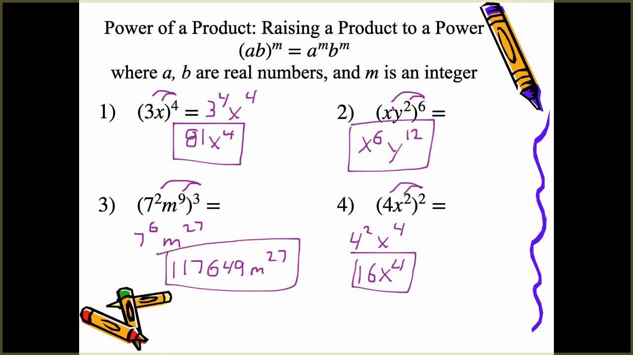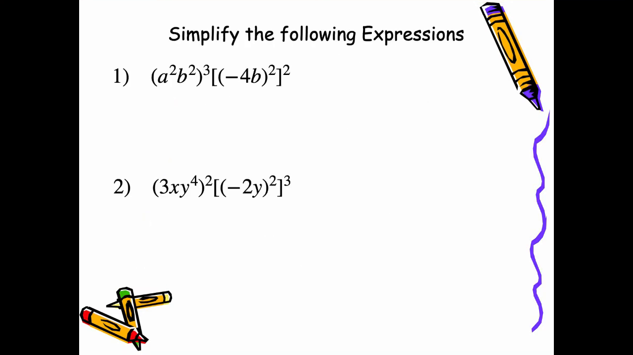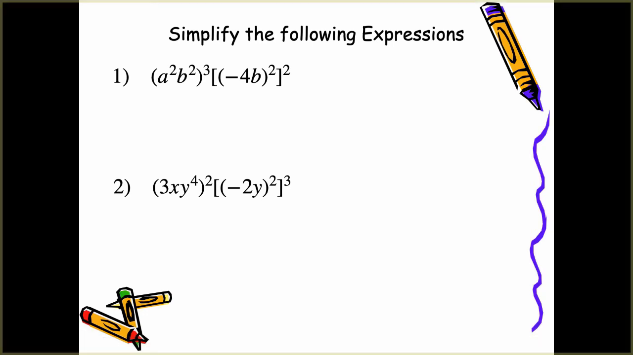So when we take a product to a power, we distribute the exponent to everything inside the parentheses, and we multiply the exponents together. So here we're going to simplify the following expressions using what we've just learned. If we have multiple sets of grouping symbols, again, we want to work from the inside out. Since the second grouping here has an embedded set of parentheses inside a bracket, we're going to work from the inside out, like I said.